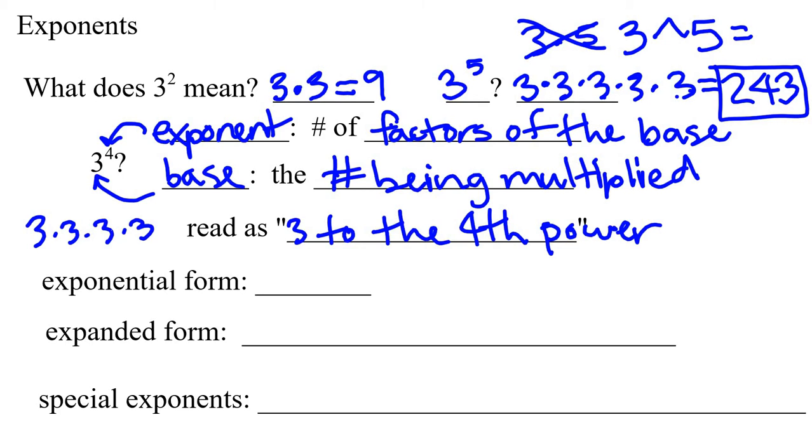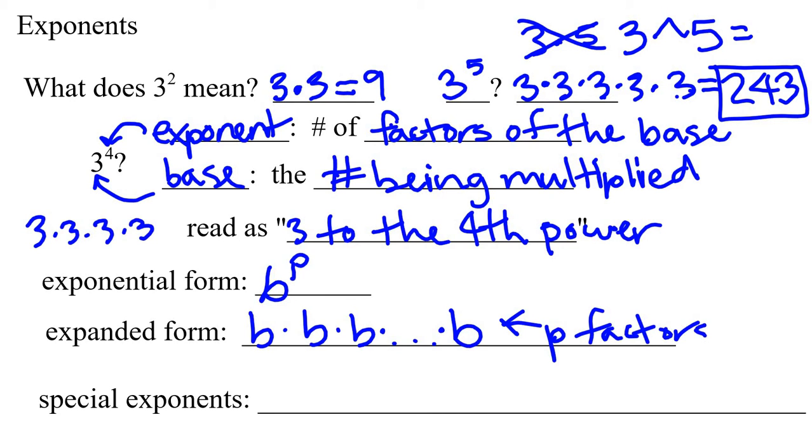Next, we're going to talk about exponential form, but we're introducing some variables. So I'm going to use b for the base to the power of p as the exponent. What that means is you're going to multiply b times b times b a bunch of times, depending on what p is, times b times b. So you're multiplying the base b p times. So this would be p factors of b. So once again, the base is what's being multiplied. The exponent is how many times you're multiplying it.